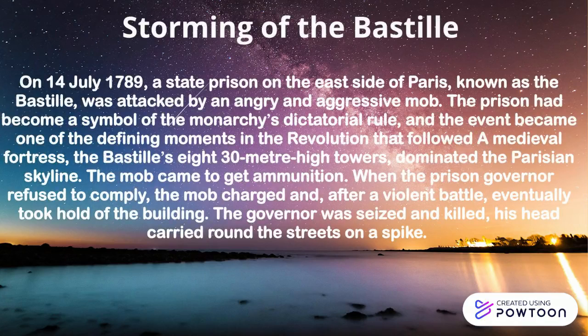On 14 July 1789, a state prison on the east side of Paris, known as the Bastille, was attacked by an angry and aggressive mob. The prison had become a symbol of the monarchy's dictatorial rule, and the event became one of the defining moments in the revolution that followed.